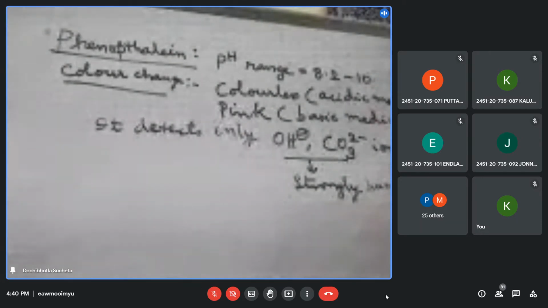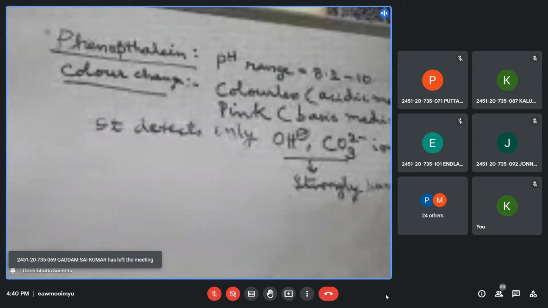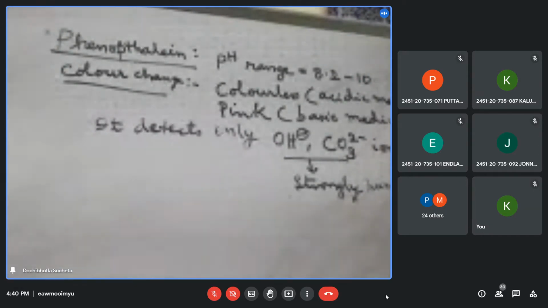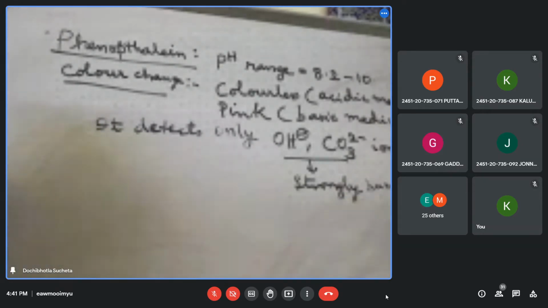When you talk about phenolphthalein, this indicator can detect the presence of only strongly basic ions like OH minus and carbonate. Okay, the pH range is 8.2 to 10. It is colorless in acidic medium and pink color in basic medium. That's the initiation for the experiment.